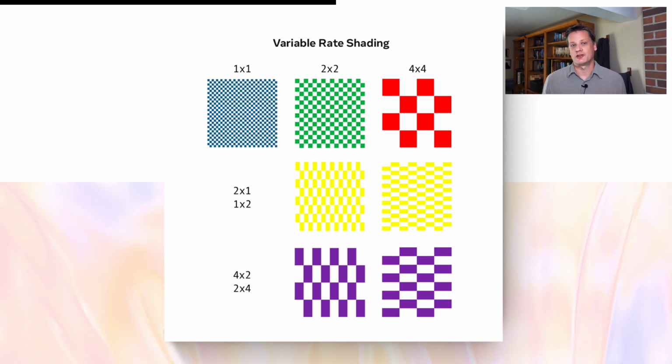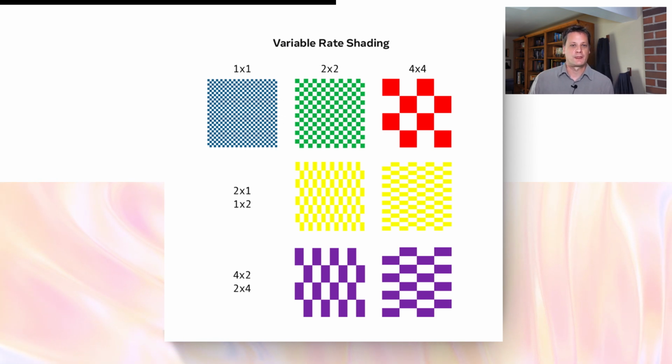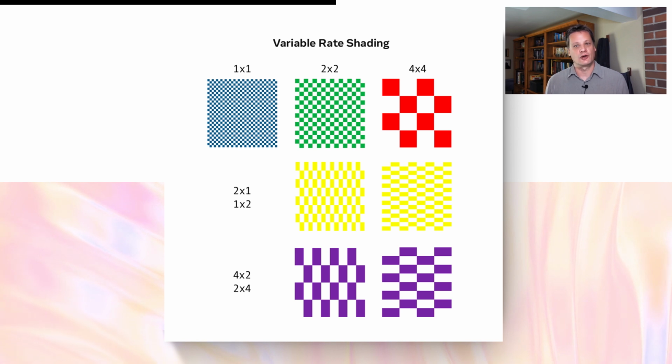The 2x2 tile is a quarter rate tile, so each group of 2x2 pixels, or 4 pixels, are shaded by the same shader instance. Where a single pixel shader instance would normally cover 1 pixel, now it's covering 4. The 4x4 is, you guessed it, a group of 16 pixels that all get that same shader operation. And you can also specify different rates in horizontal and vertical axes. So you could have 1x2 or 2x1 or 4x2 or 2x4, etc.